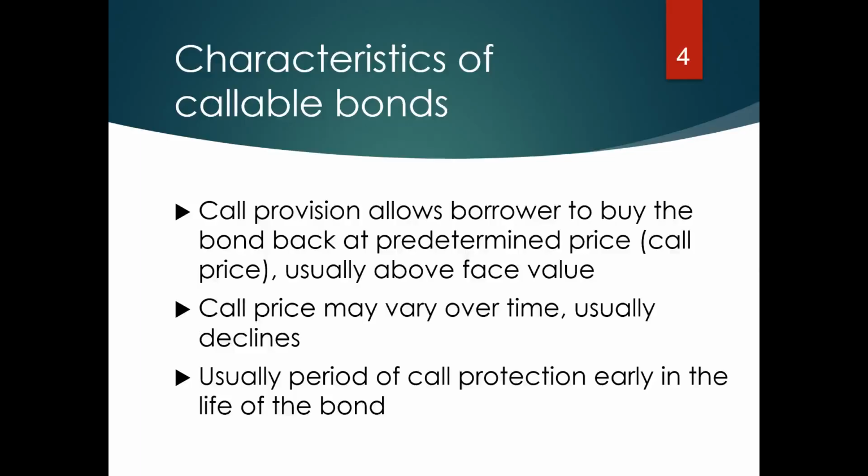Let's see some characteristics of callable bonds. The call provision allows the borrower, that means the person selling you the bond, to buy it back at some predetermined price. And usually this price is above the face value. Now, that call price can vary over time and it usually declines. Finally, there's something called the call protection period. This call protection period is a clause that protects the bond from being bought back by the issuer before a certain time.